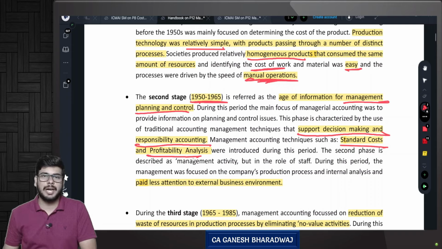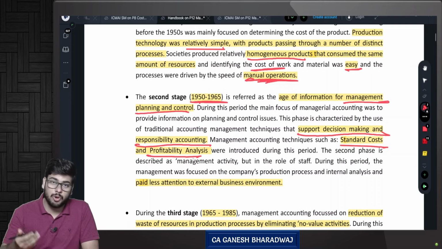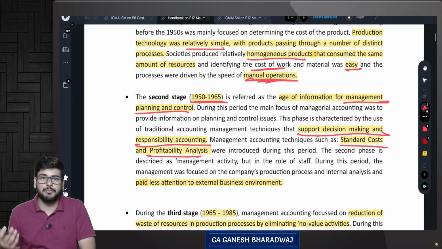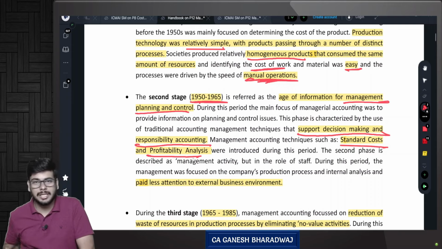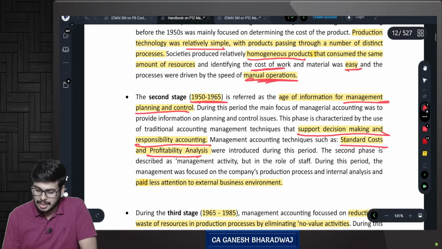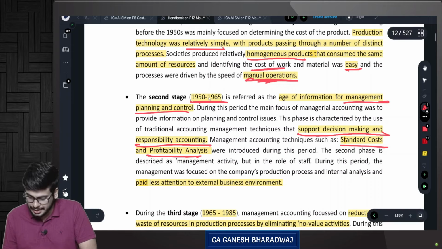Correct. Profitability analysis: if you produce product A, this will be the profit. If instead of product A you produce product B, this will be the profit. So product-wise profitability, or it can even be location-wise profitability. Branch A, branch B. I want to open a new branch. If I keep it in location A, this will be the profit. If I keep it in location B, something else will be the profit. Which is better? All these things were introduced in the second stage, between 1950 and 1965.